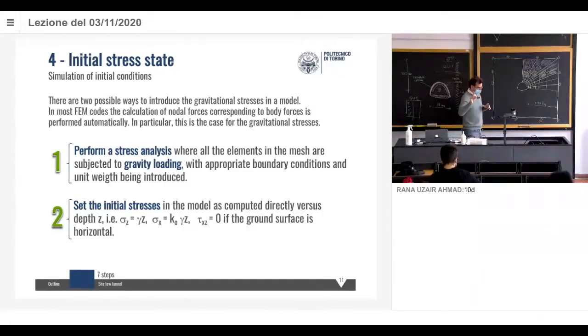Step number 4 among the 7 steps we had earlier was to assess the initial stress state. So this is what we want to do now. As we anticipated, there are 2 possible ways to introduce the gravitational stress in a model. One way is to perform a stress analysis where all the elements in the mesh are subjected to gravity loading with appropriate boundary conditions and unit weight. The second way is to assess the initial stress state in the model as we compute directly. So what does this mean?